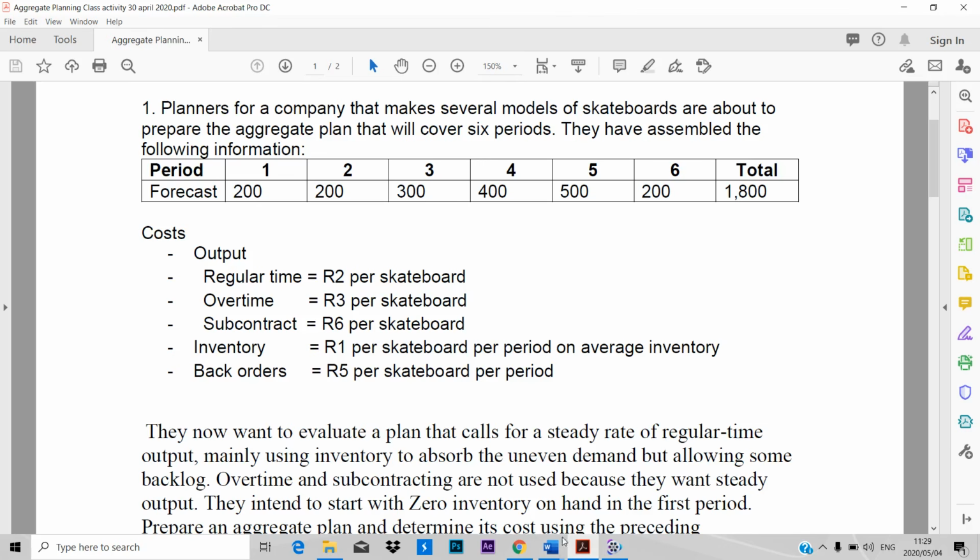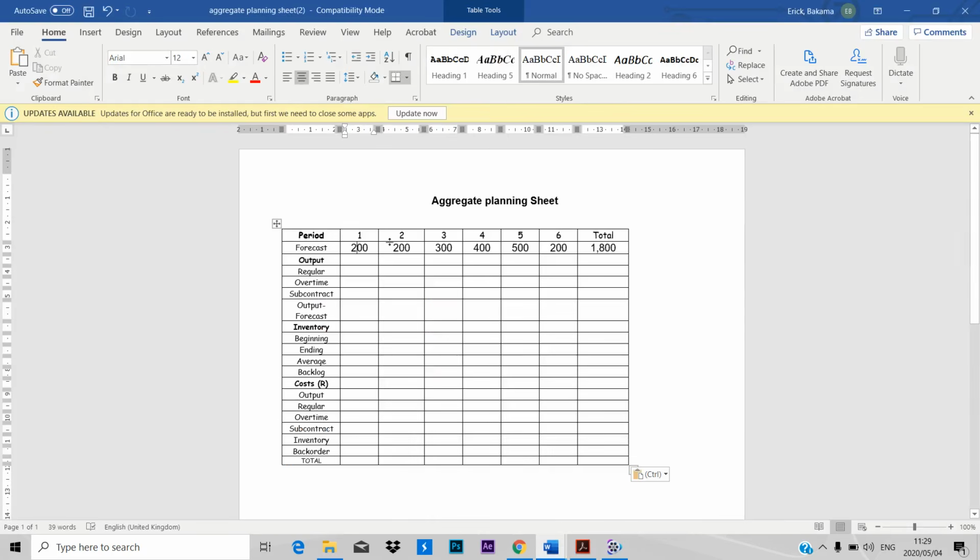So we go back to our table. The regular time now is 280 per period. So we have 280 for the second, 280 for the third, 280 for the fourth, until we reach the end of the table. The total here is supposed to be the total of all the periods, from the first period to the last. How many units did we produce? It's 280 times 6, which gives you 1,680.